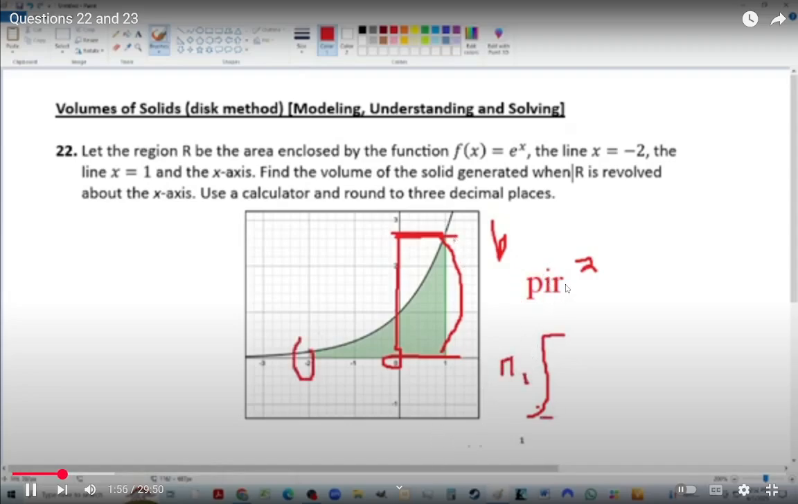So really, we can take this pi and put it in front because it's a constant. Really, I'm finding the integral of e to the x squared. And e to the x squared is really e to the 2x. So I have to find the antiderivative of e to the 2x if I'm not going to use a calculator.